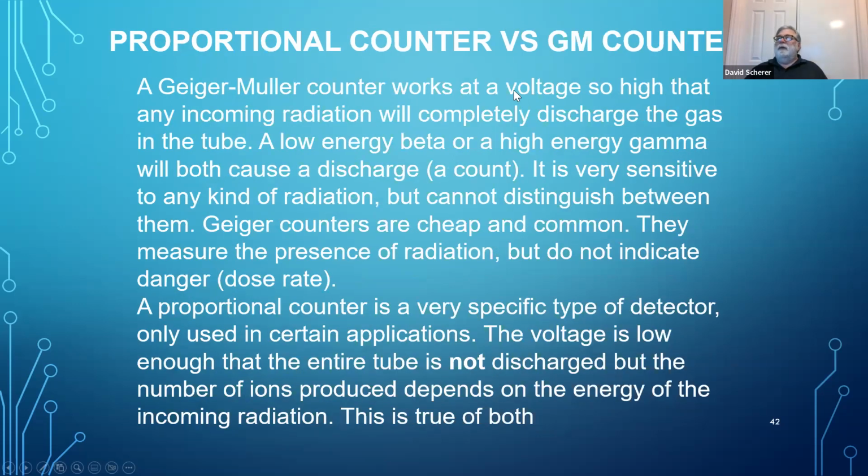Proportional counter versus GM. The GM counters work at very high voltage. They completely discharge the gas in the tube. And so they have individual counts that are not proportional to the energy of the radiation. They're very rugged. They're very inexpensive. They're easy to use, very common. Proportional counters are much more sensitive and used in particular applications.